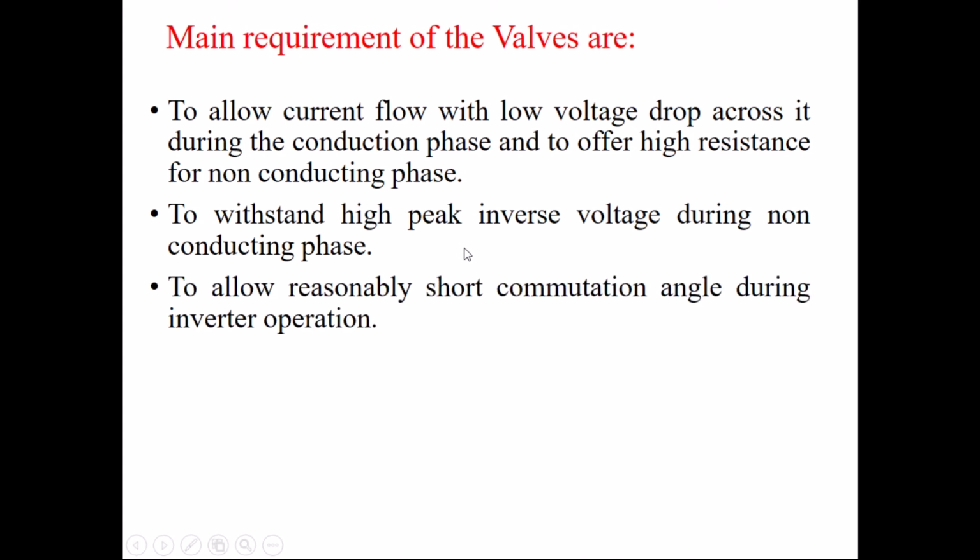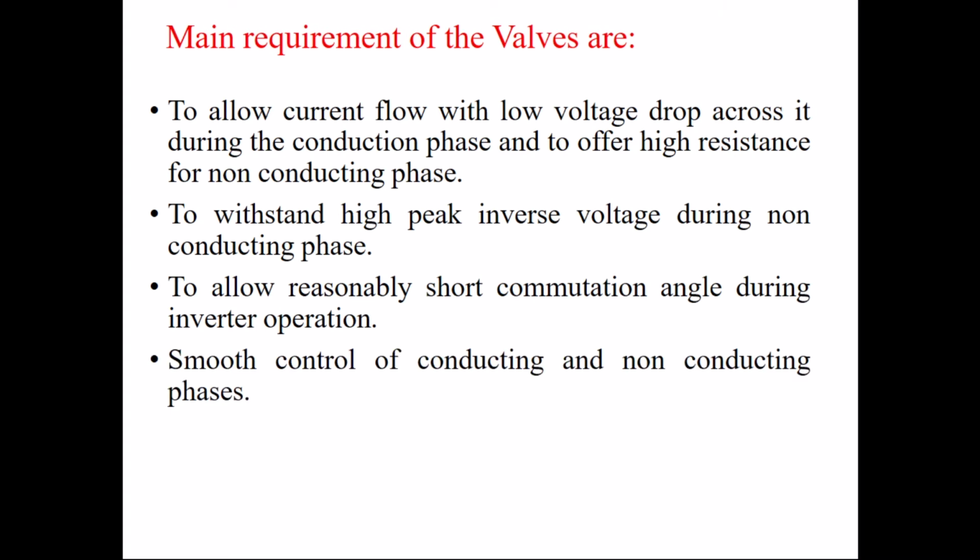The second requirement of the valve is that it must allow a reasonably short commutation angle during inverter operation. We will see later what the commutation angle is. This short commutation angle is required for proper commutation of the valves in the inverter operation. If you do not provide the proper commutation time, it may create abnormal effects in the converter, and sometimes these converters may fail. So we need a short commutation angle in the inverter operation to make proper commutation of the valves.